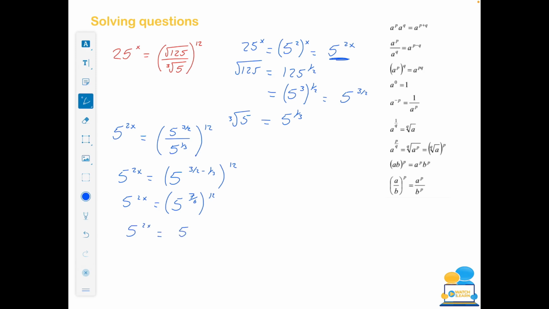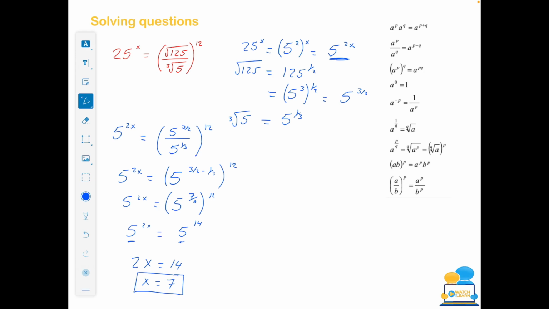We still have our 12 outside the bracket. And to get rid of that bracket, we're going to multiply those powers. So 5 to the power of 7 over 6 multiplied by 12 gives me 5 to the power of 14. Okay, now again, we have our bases equal to each other. So when that happens, you can just let the powers equal each other. So we have 2x is equal to 14, so x is equal to 7. Okay, that's our final answer there.